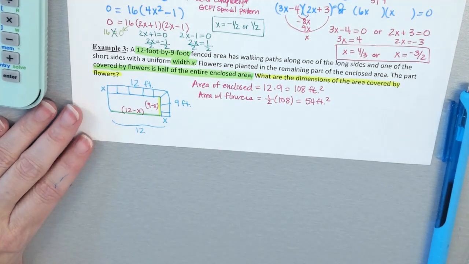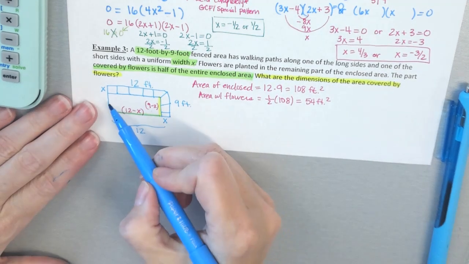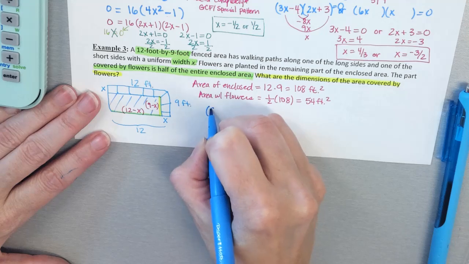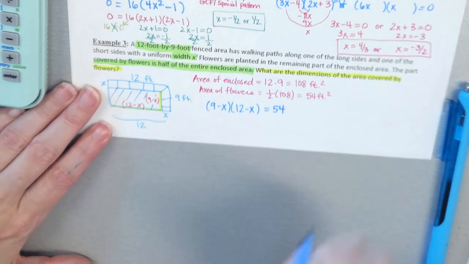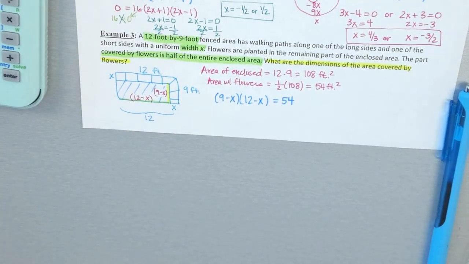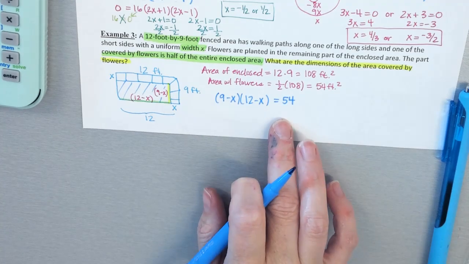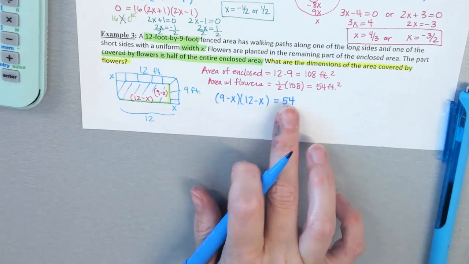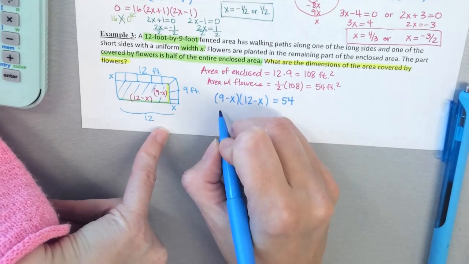What we have to do is set up an equation to find X. So we know that this enclosed space here with our flowers in it, the dimensions are 9 minus X times 12 minus X. And if you multiply those together, you get 54. So we can solve for X by using FOIL, making a quadratic. You can't set each of these equal to 54. The zero product property only works with 0. There's no product property that says if you multiply these together, this one has to be 54 or this one has to be 54. Okay, so we have to FOIL.